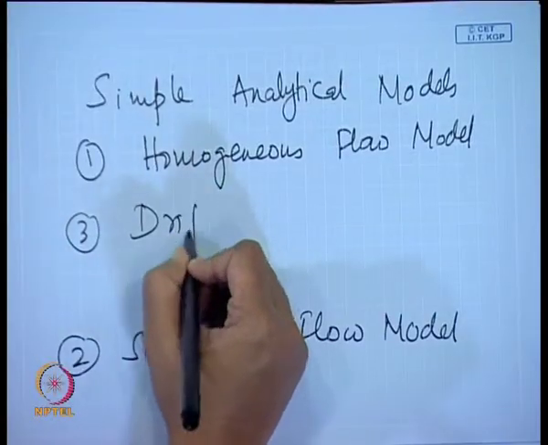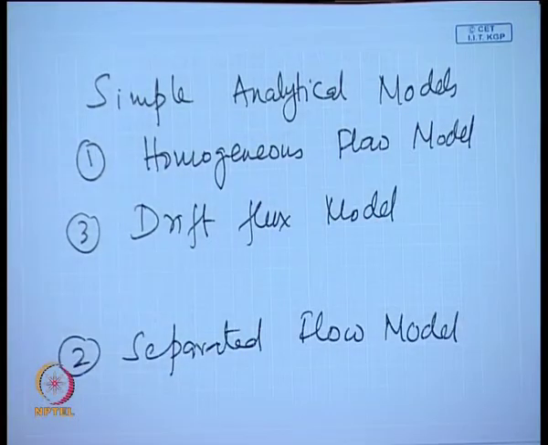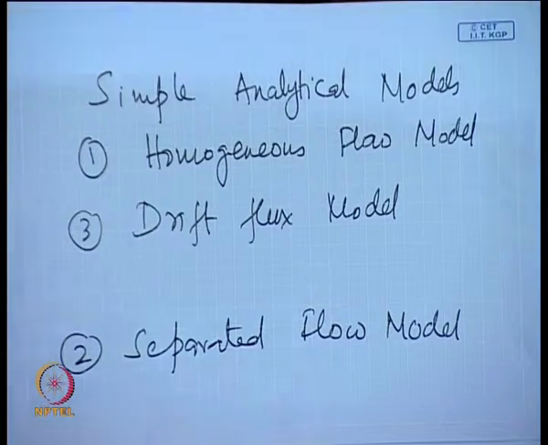We incorporate the effect of relative motion by the concept of drift flux, and therefore the improvement of the homogeneous flow model is the drift flux model, which incorporates the relative motion between the two phases. And this is usually achieved by introducing the concept of drift flux, which we will discuss shortly, and this will be discussed separately.